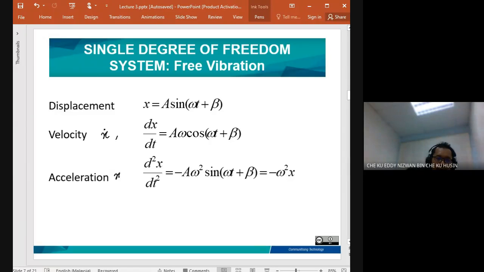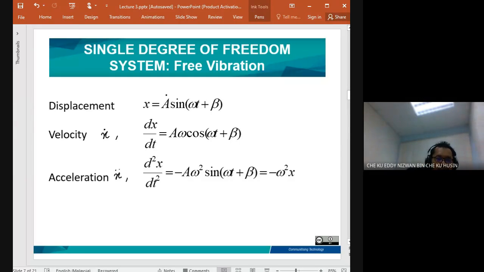Same goes for the acceleration. We differentiate sine, we get cos, and then differentiate the value inside sine, we get omega. So A omega cos omega t plus beta. And here is the acceleration. Acceleration is the derivative of the velocity. Differentiating cos, we get minus sine, then omega again, so minus A omega square sine omega t plus beta.